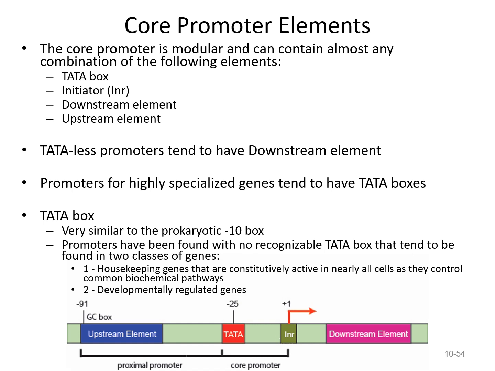In this slide, you can see the location of these elements in the core promoter. We have the TATA box at around -25, and the upstream element at about -40 to -91, including the GC box. The initiator is at +1, and we also have the downstream element.